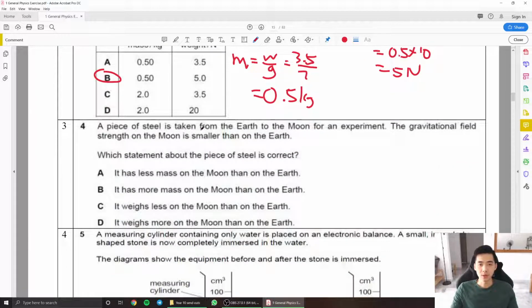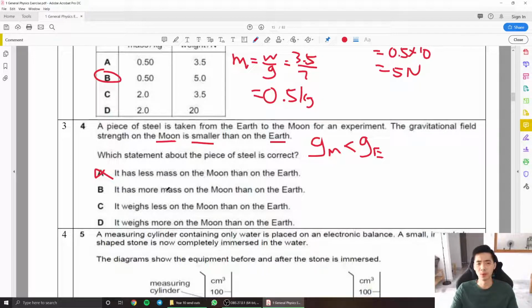A piece of steel is taken from Earth to the moon for an experiment. The gravitational field strength on the moon is smaller than the gravitational field strength on Earth. Which statement about a piece of metal is correct? It has less mass on the moon than Earth. This is not true. Mass will not change regardless of wherever you go. The mass should be the same.